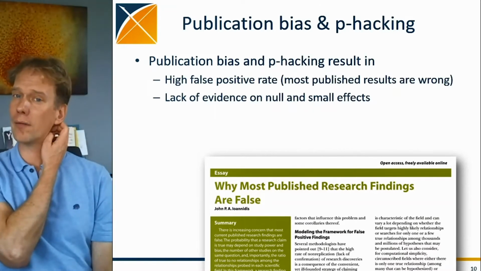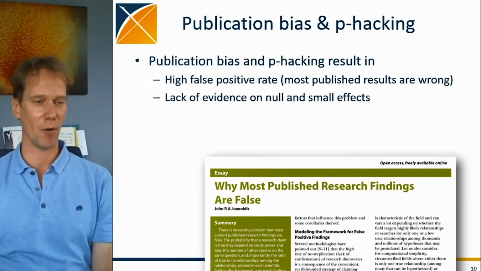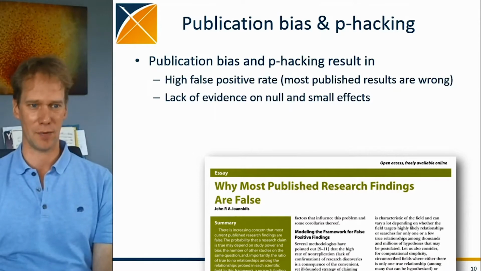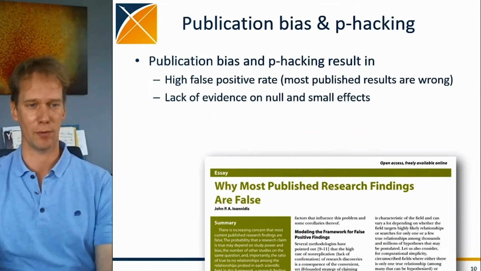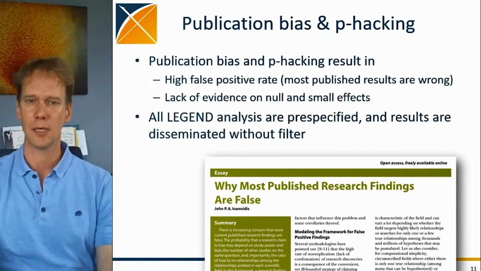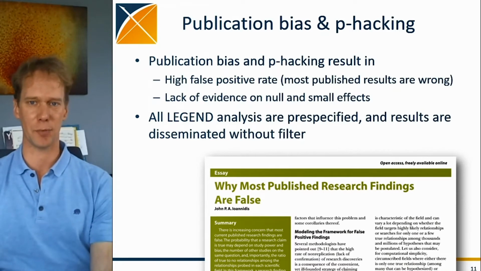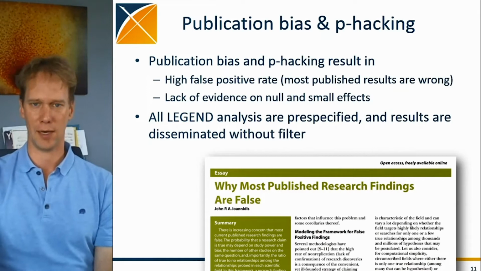Another problem that stems from this is that we have a lack of evidence on null and small effects. If an effect is small, or there is no effect, then it's very hard to get a paper published that shows that that is the case. And so as a medical decision maker, you will not have that evidence at your fingertips. So that's why in Legend, all the analyses are pre-specified and all of our results are disseminated without filter on whether or not they show an effect.